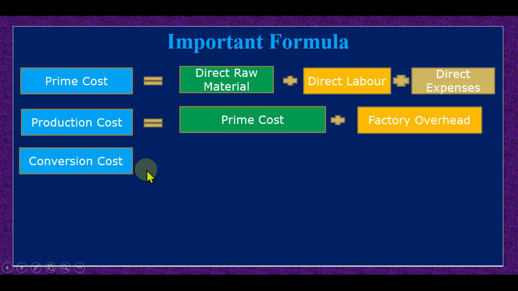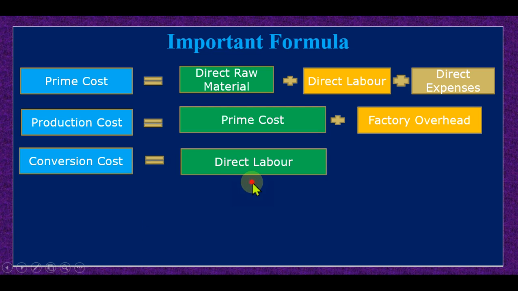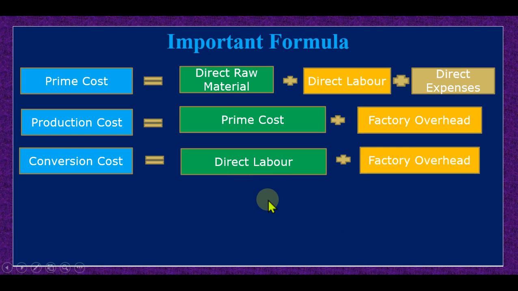Now conversion cost, important MCQ. Conversion cost is direct labor plus factory overhead. That means direct labor and factory overhead, where the product is converted, it is called conversion cost.